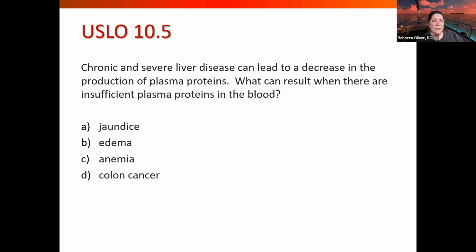Chronic and severe liver disease can lead to a decrease in the production of plasma proteins, where most of them come from. What can result when there are insufficient plasma proteins in the blood? Well, what's the role of plasma proteins? What have we learned? Well, they're a transport mechanism, and they're also responsible for creating osmotic pressure. So if we don't have enough plasma proteins, we can actually end up with edema. Too much fluid being spilled out in the capillary beds.